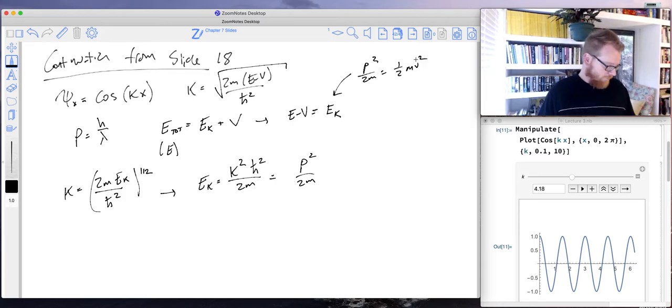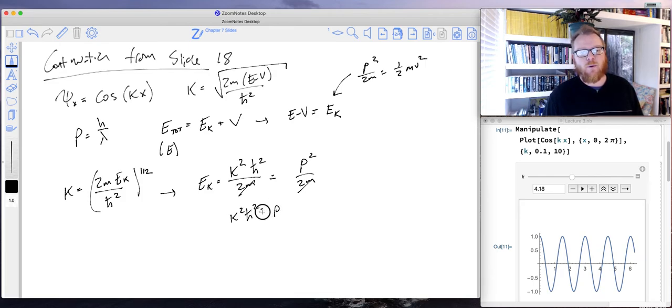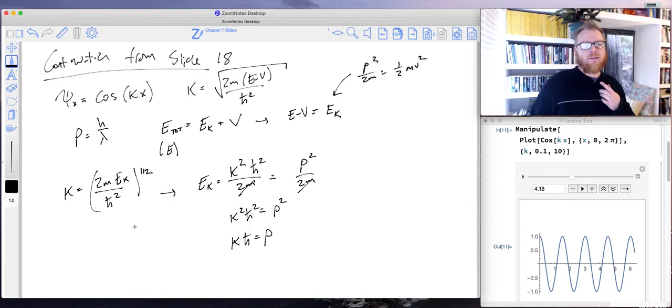mv squared, okay? So now if I rearrange this right here and do some algebra, you can see the 2 mass and the 2 mass is going to cancel. And so I've got k squared times h bar squared equals momentum squared. And of course, I can take the square root of both sides and get k times h bar equals momentum. And this is really cool because recall, k for the solution for the Schrödinger equation equals the square root of 2 mass times kinetic energy divided by h bar squared.